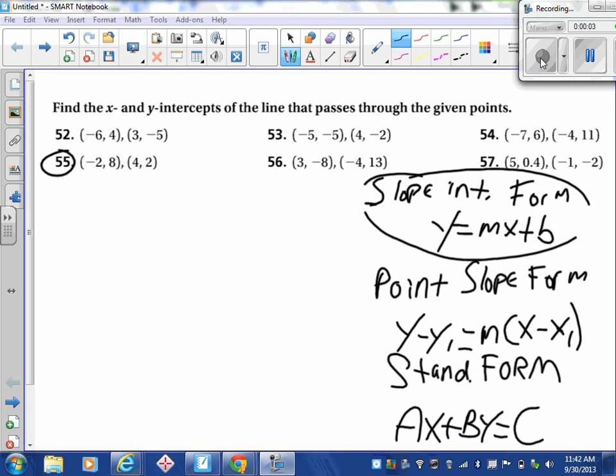All right, let's take a look at number 55. Find the x and y intercepts. But first, we're going to review what we did from the beginning. Make sure you write down all these three. If you didn't have it last time, make sure you have it in there.